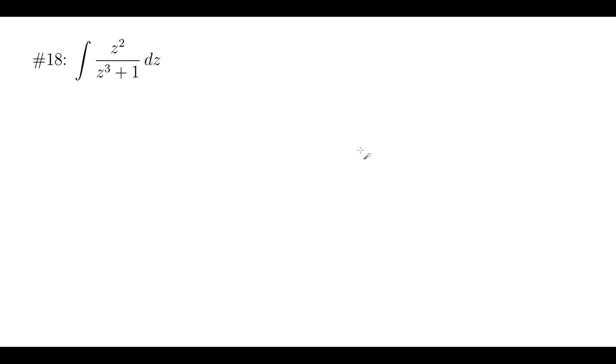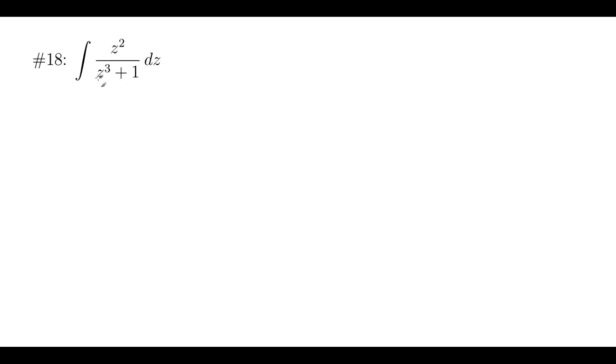Let's look at, I believe this is exercise number 18 from the textbook. The integral of z squared over z cubed plus 1 dz. Now, looking at this, you might not really see a composition of functions, but we do see there's a function and its derivative, or at least up to a scalar multiple, a constant multiple, I should say, a scaling factor.